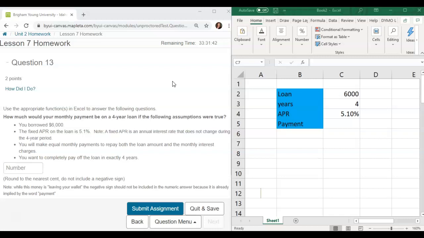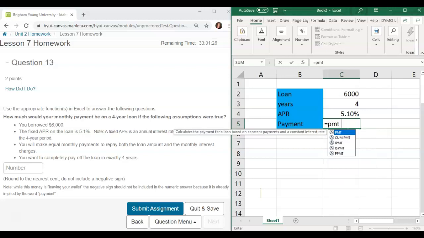Over here on the right, I've gleaned some of our information: the loan being $6,000, the years being 4, and the APR is 5.1. So to find the payment, we can just use the built-in Excel function payment, or PMT. Opening the parenthesis will prompt you as to what to type in.